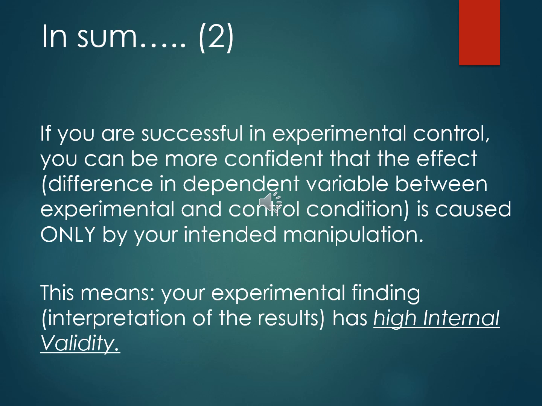If you are successful in controlling extraneous variables, you have high confidence that any effect that you observe through the dependent variable is caused only by your manipulation of the independent variable. When that happens, it's said that you have high internal validity, which means that you have high confidence that the result observed through the dependent variable is caused only by the manipulation of your independent variable.